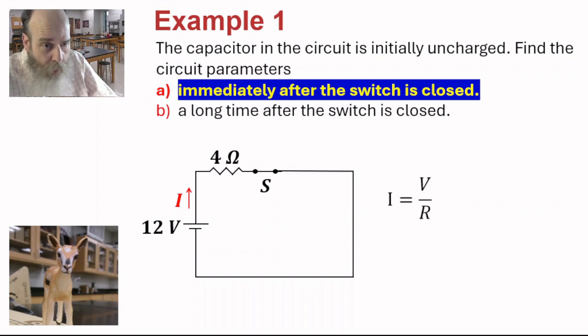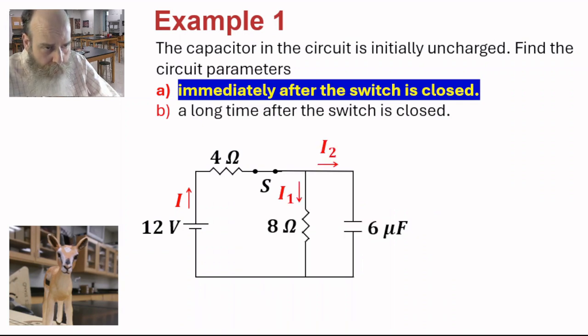Let's apply Ohm's law. I equals V over R. 12 volts for the battery divided by the 4 ohm resistor, we get a current of 3 amps through the battery. Now let's look at more circuit parameters. I is 3 amps, I1 is 0 amps, I2 is also 3 amps.